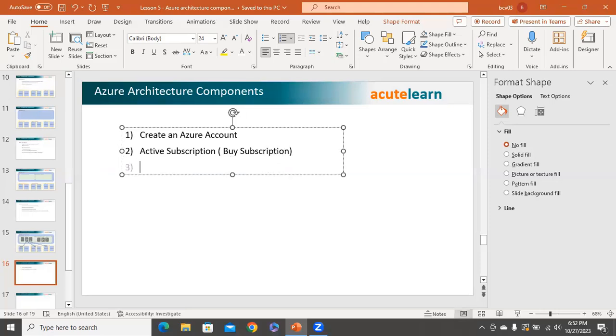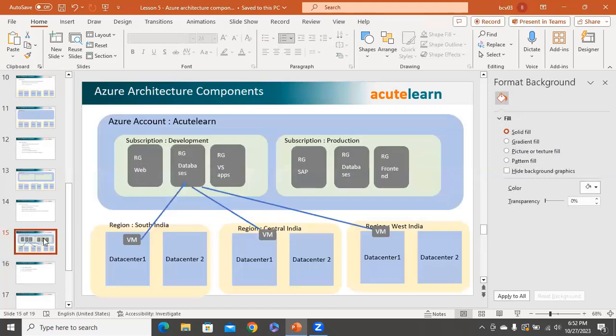Third step, create a resource group. During the creation of the resource itself, we can create a resource group, but however, design the resource group structure. Before you start creating the resources in Azure, you can design it. Okay, I'm going to have a resource group for web applications, a separate resource group for databases, and a separate resource group for Visual Studio apps, and link these under this subscription. Now, when I'm creating a resource, I choose this particular resource group.